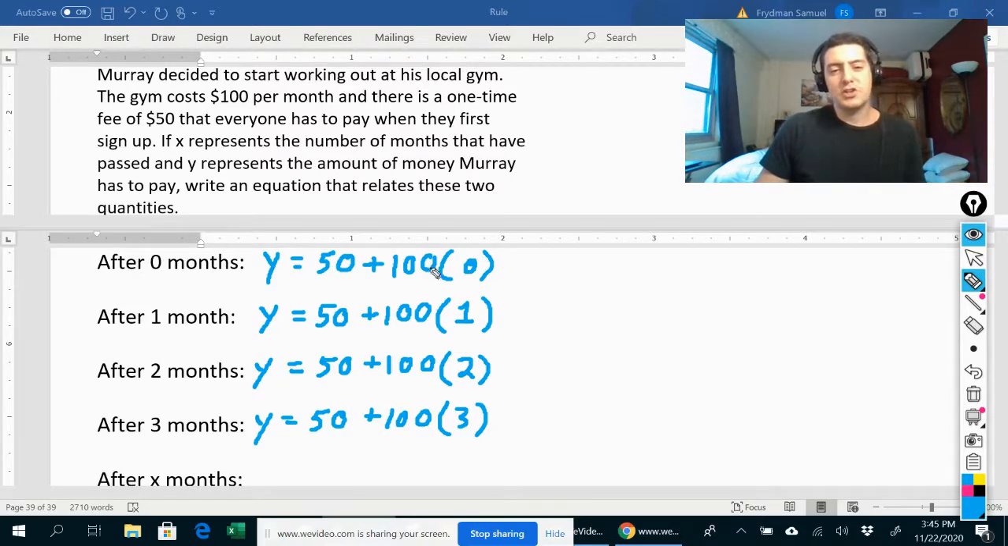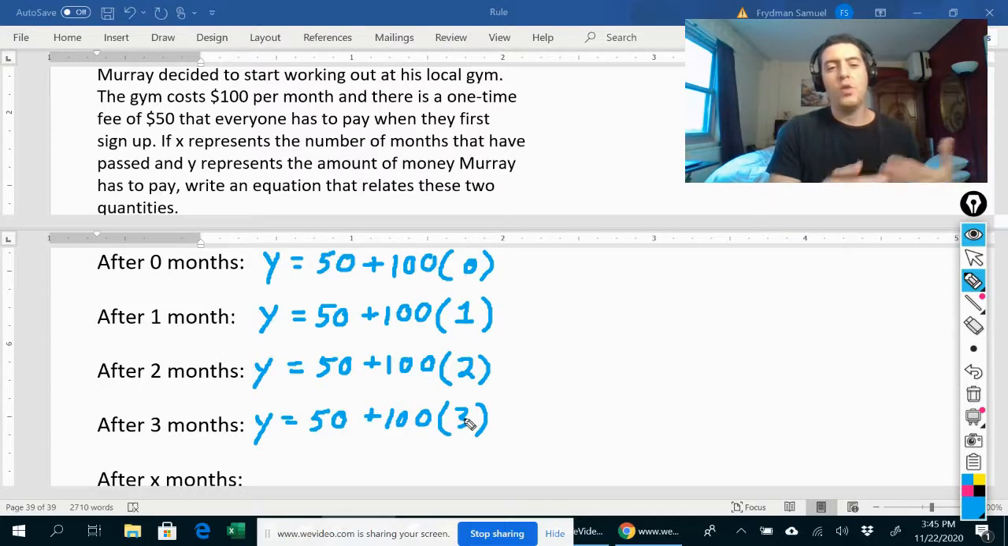And 50 plus 0 is still 50. So all of this is just a more complicated way of writing y equals 50. But we're writing it this way to make it look like all the rest of these so that we can see a definite pattern here. After 0 months go by, the way that we would calculate how much money Murray had to pay would be y equals 50 plus 100 times 0. After 1 month, it would be y equals 50 plus 100 times 1. After 2 months, y equals 50 plus 100 times 2. After 3 months, y equals 50 plus 100 times 3, and so on and so forth.